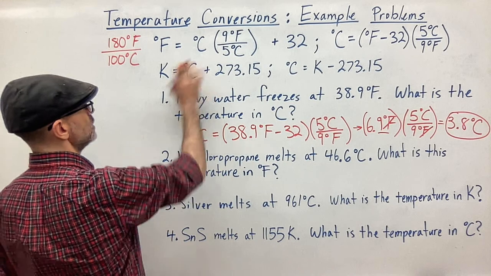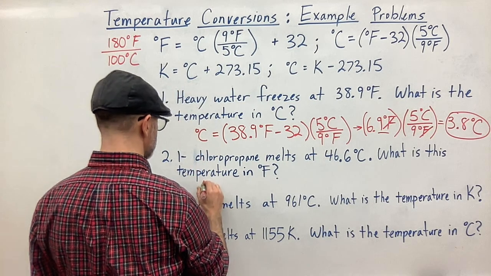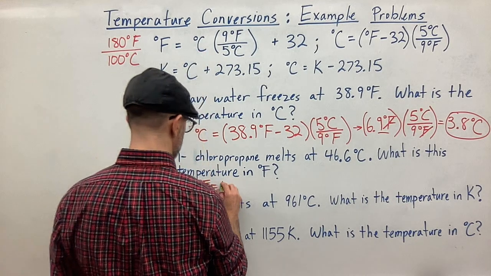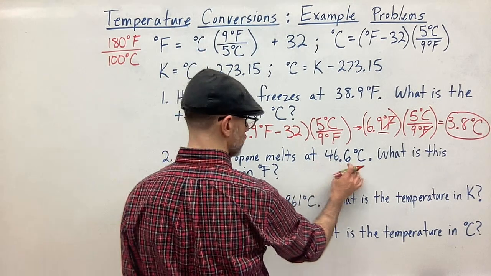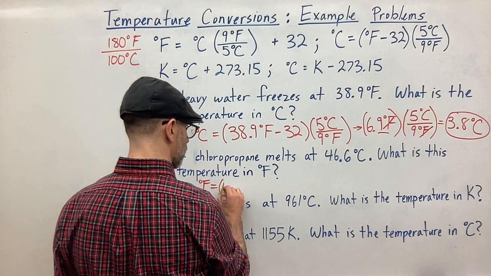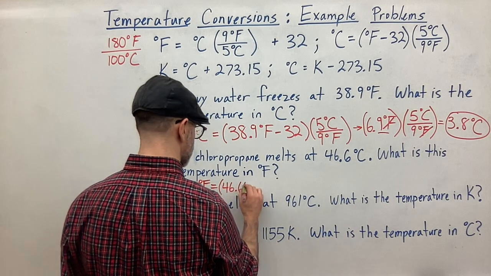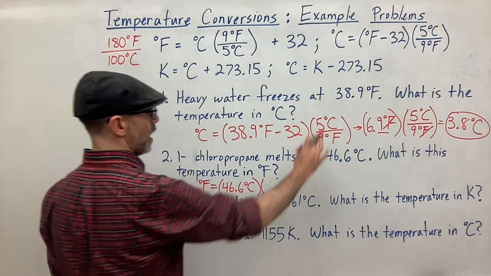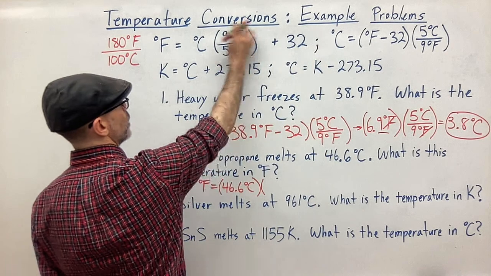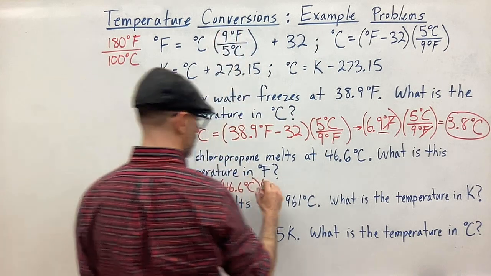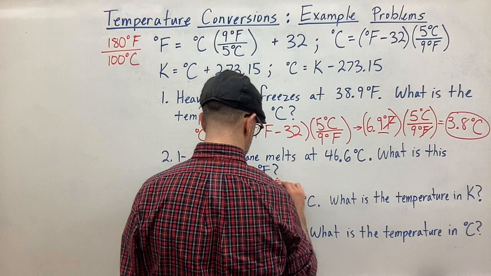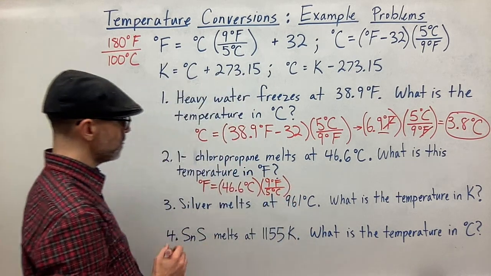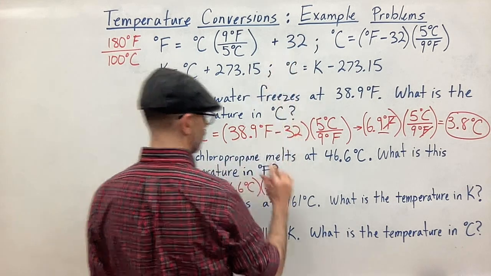So let's go ahead and get this started. So the Fahrenheit temperature is going to be equal to the Celsius temperature that we're given, 46.6 degrees Celsius. And we're going to multiply that by our ratio again, but this time it's flipped. We're going to have 9 degrees Fahrenheit over 5 degrees Celsius. And then we're going to add 32.